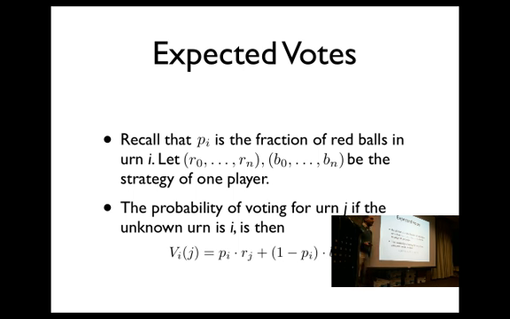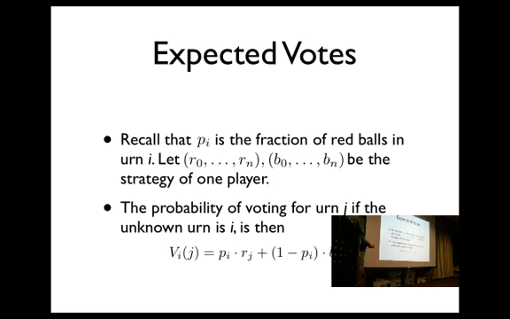So let's try to start to analyze how different strategies, which are really just couples of probability distributions, help or do not help the right urn to win. Recall that Pi is the fraction of red balls in urn i, and take one player, say the green one, that has strategy R0 to Rn and B0 to Bn. Then what's the probability that this player, using this strategy, will be voting for urn j if the unknown urn is i? That's easy to compute.